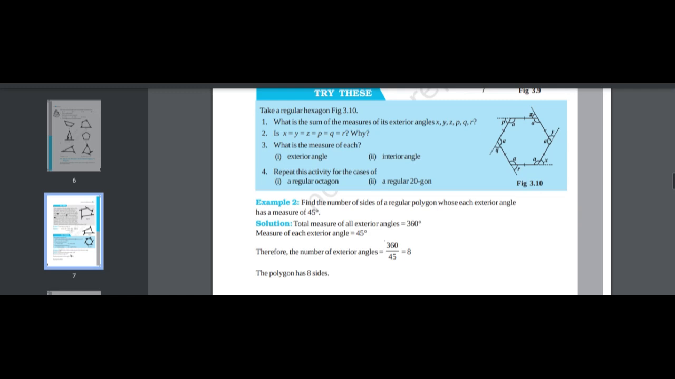Now this is a different one. Find the number of sides of a regular polygon whose each exterior angle has a measure of 45. Now we have to find the sides. Before, if we had a polygon, they would provide all the angles and we would find a missing angle. Now we have to find the sides. We know that the total measure of all the exterior angles is 360.